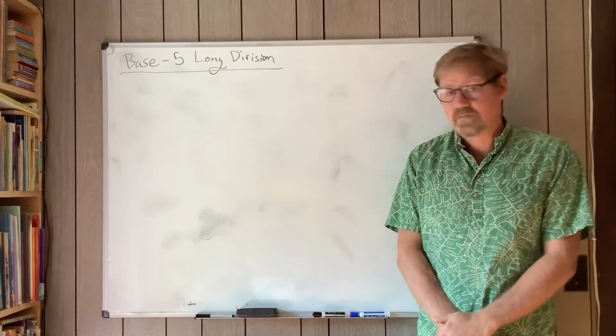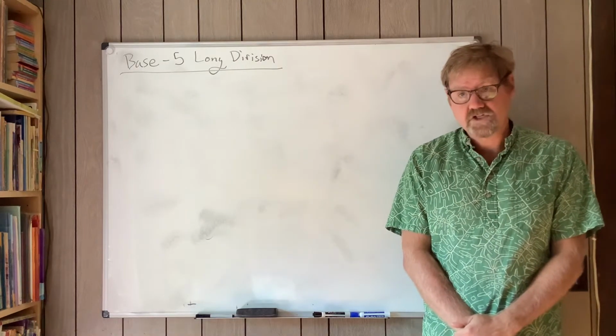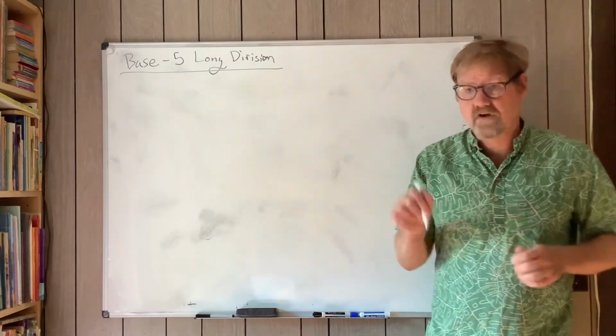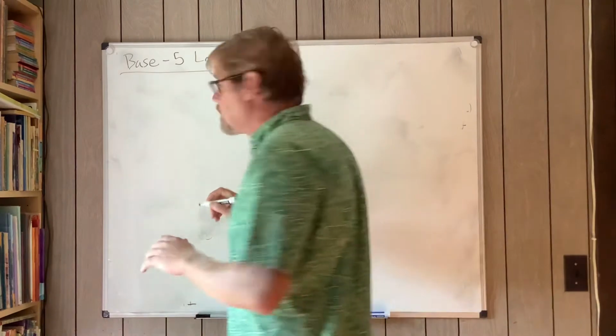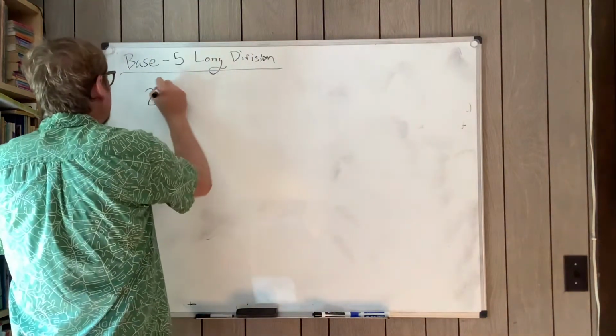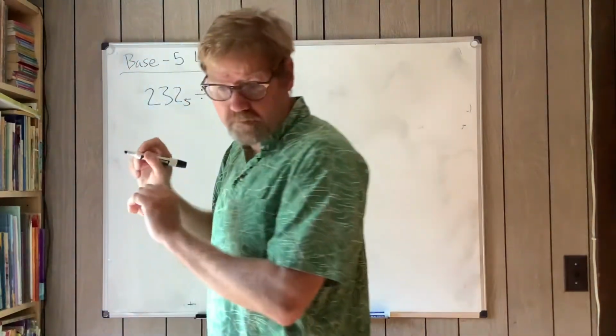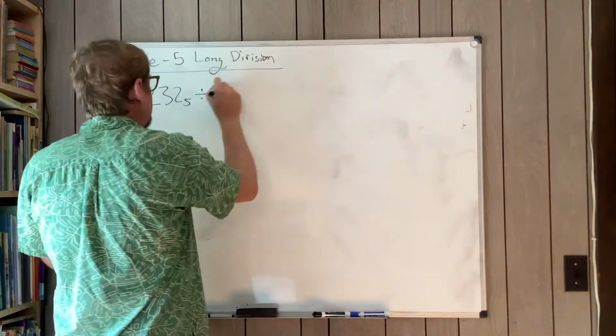All right, so we're going to talk a little bit about base-5 long division here. So again, how do we do division with base-5 numbers? Let me just jump in, and I'm going to say 232 base-5, and I'm going to divide by 3 base-5.